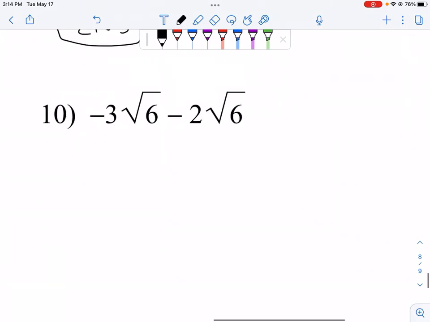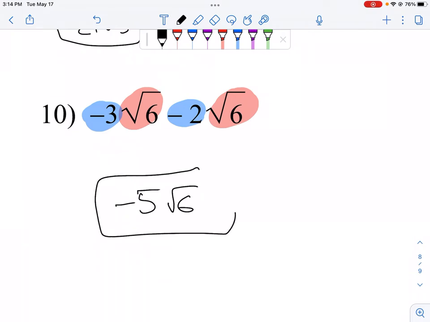So for number 10, I have negative 3 radical 6's and negative 2 radical 6's. I can combine negative 3 and negative 2 to make negative 5 radical 6's. We're counting up how many there are.